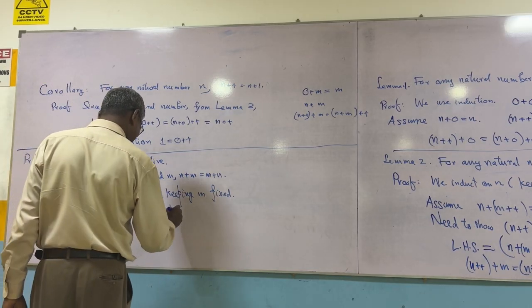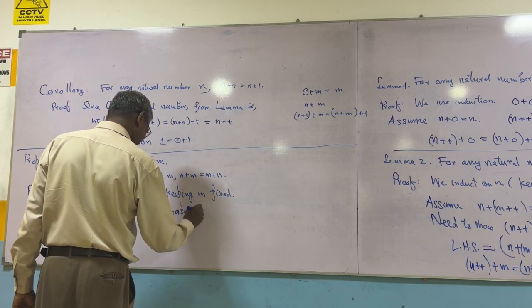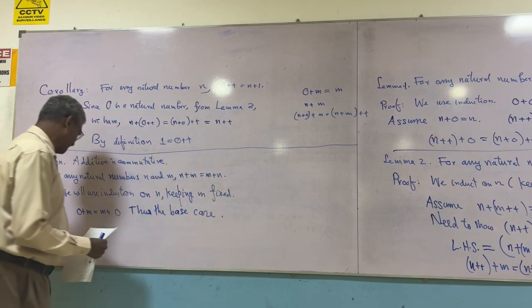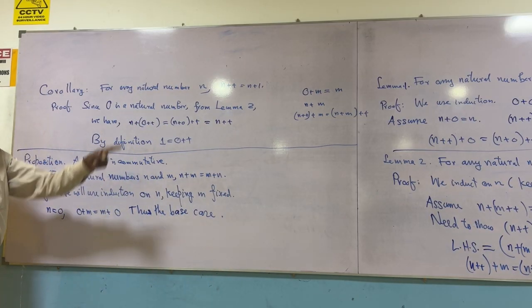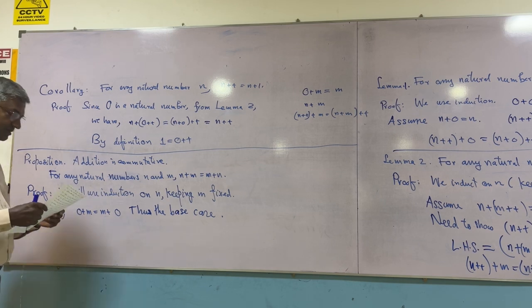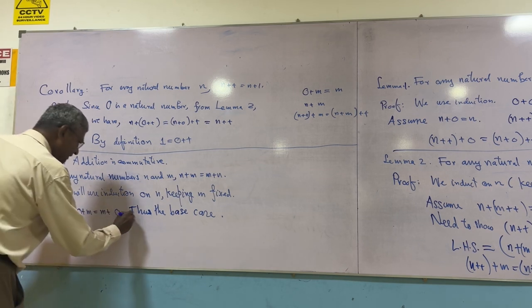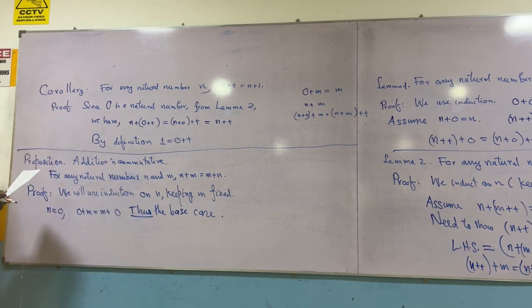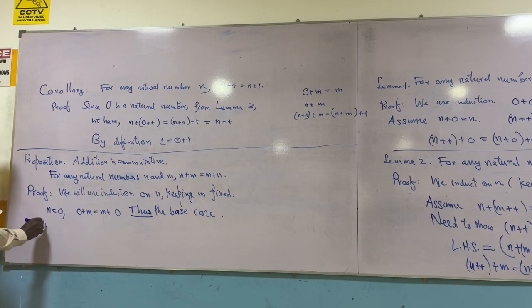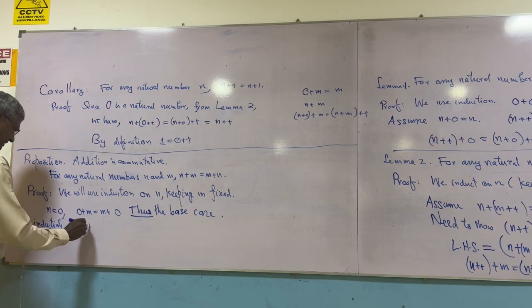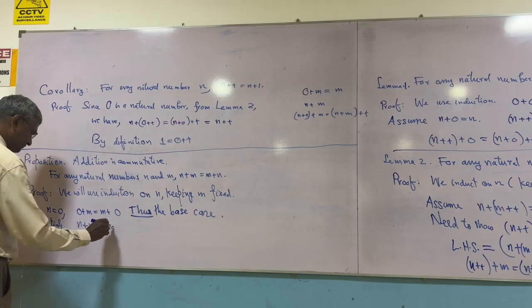That's the base case. When I said thus, it's because 0 plus m is equal to m by definition and m plus 0 is equal to m by Lemma 1. So that's the meaning of thus here. Now suppose inductively that n plus m is equal to m plus n. I am just writing one word, inductively.